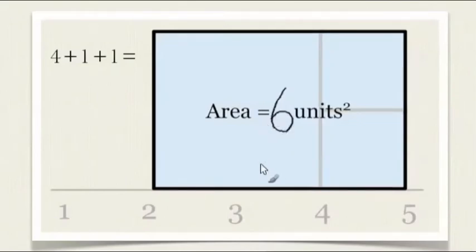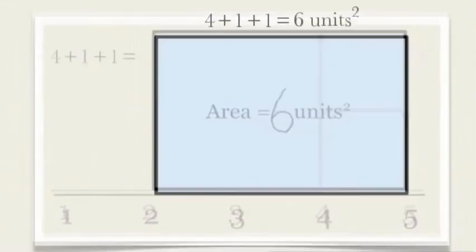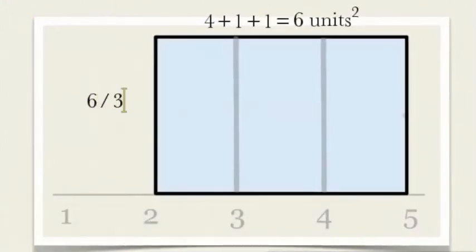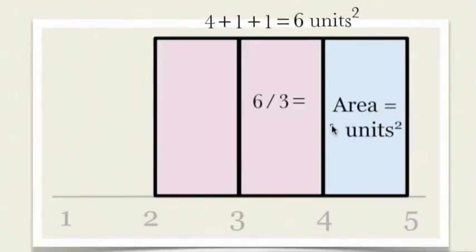See, the standard deviation stuff isn't all that bad. Next, we divide by the number of data points we had in our original sample. In our case, 6 units squared divided by 3 data points equals 2 units squared. The math here is pretty tolerable. It's the calculations that get a bit annoying.